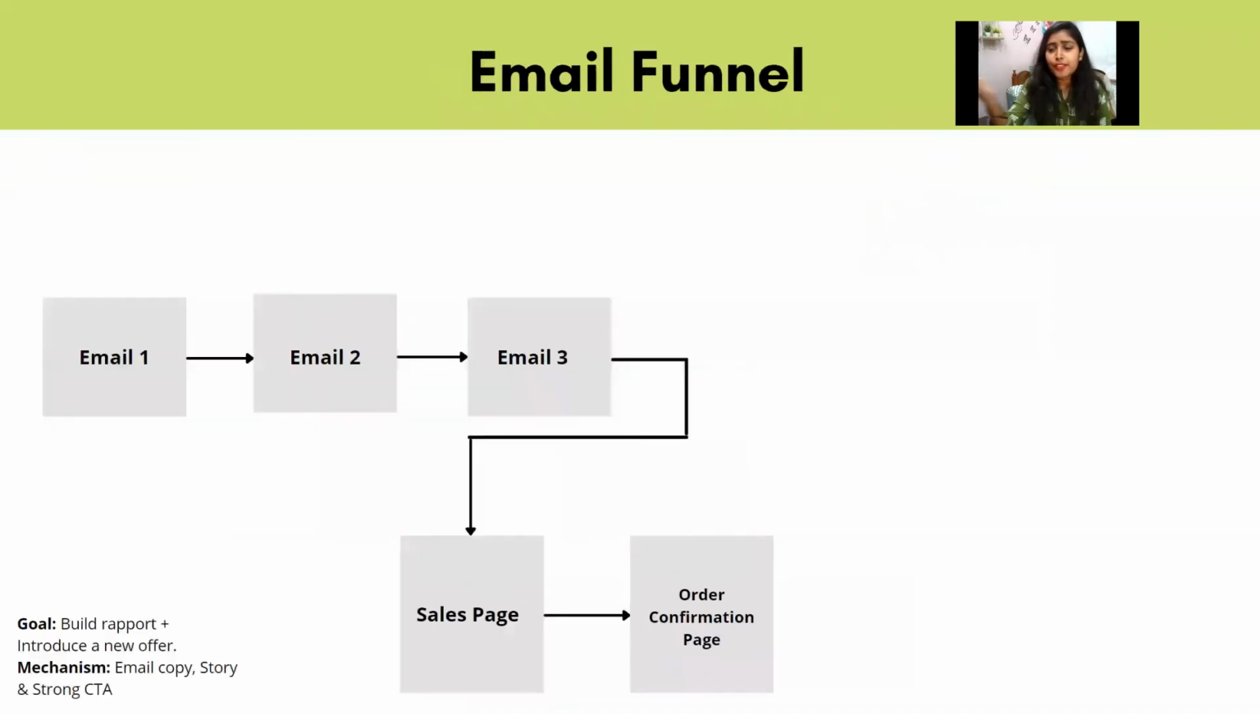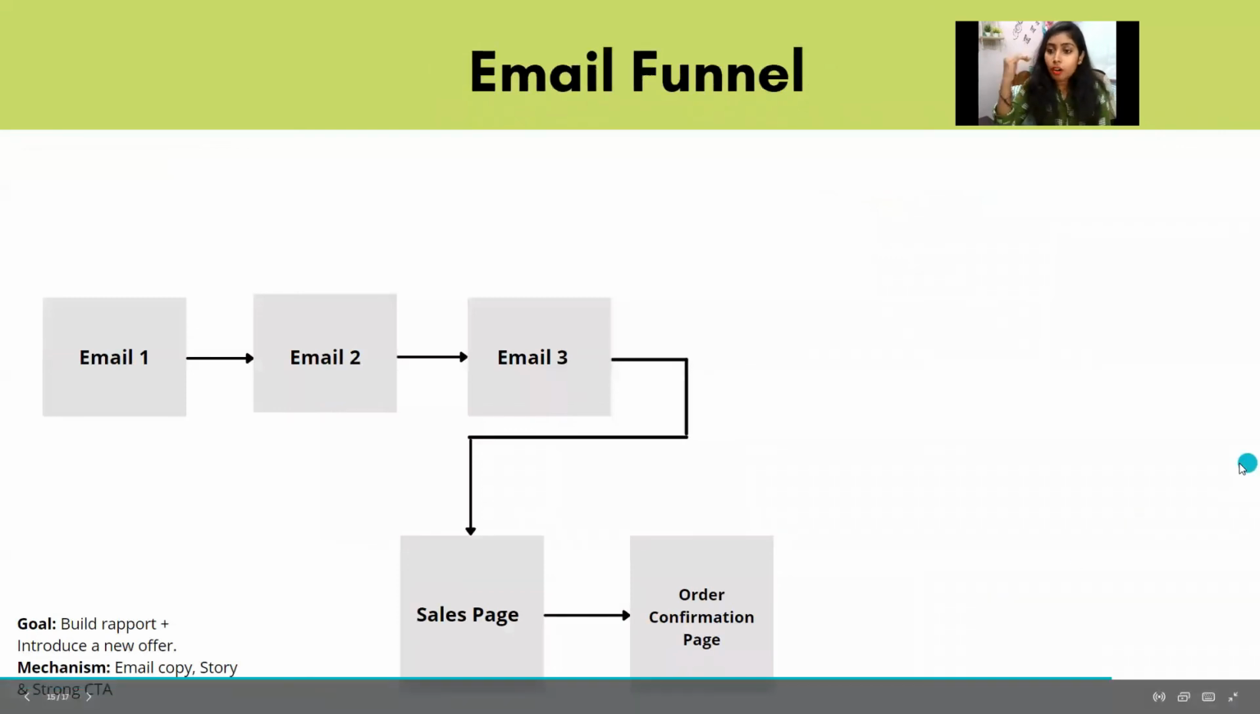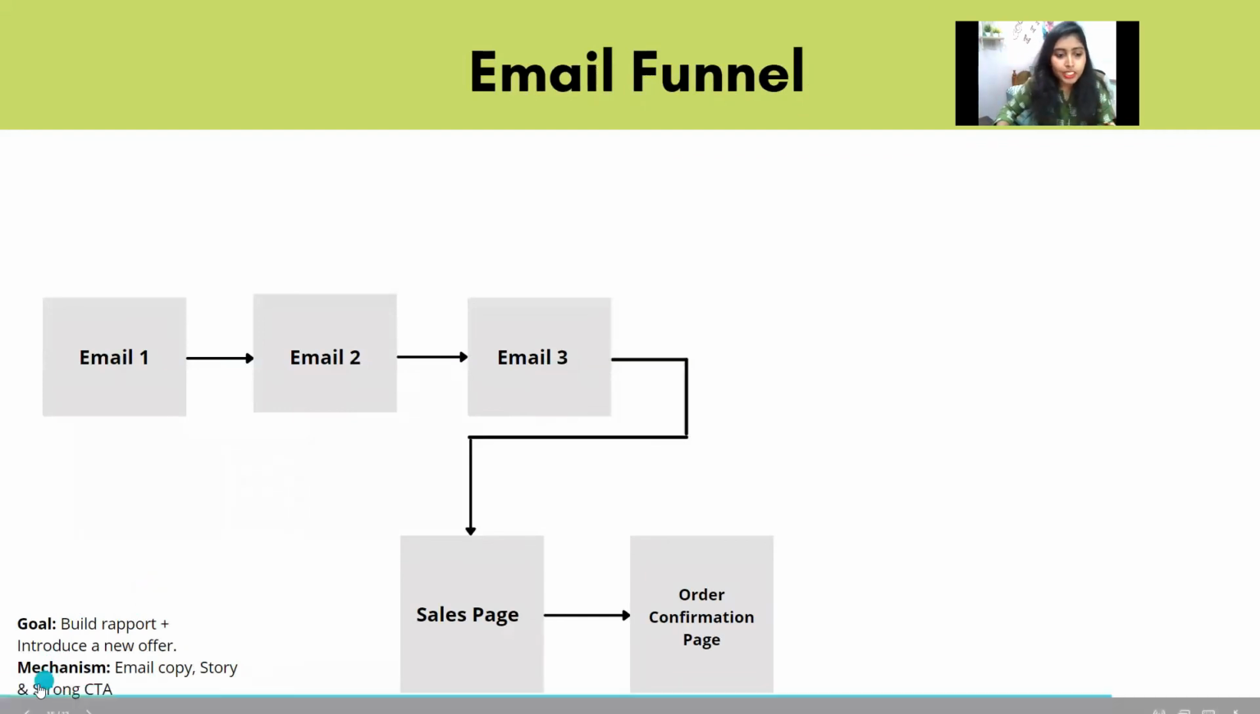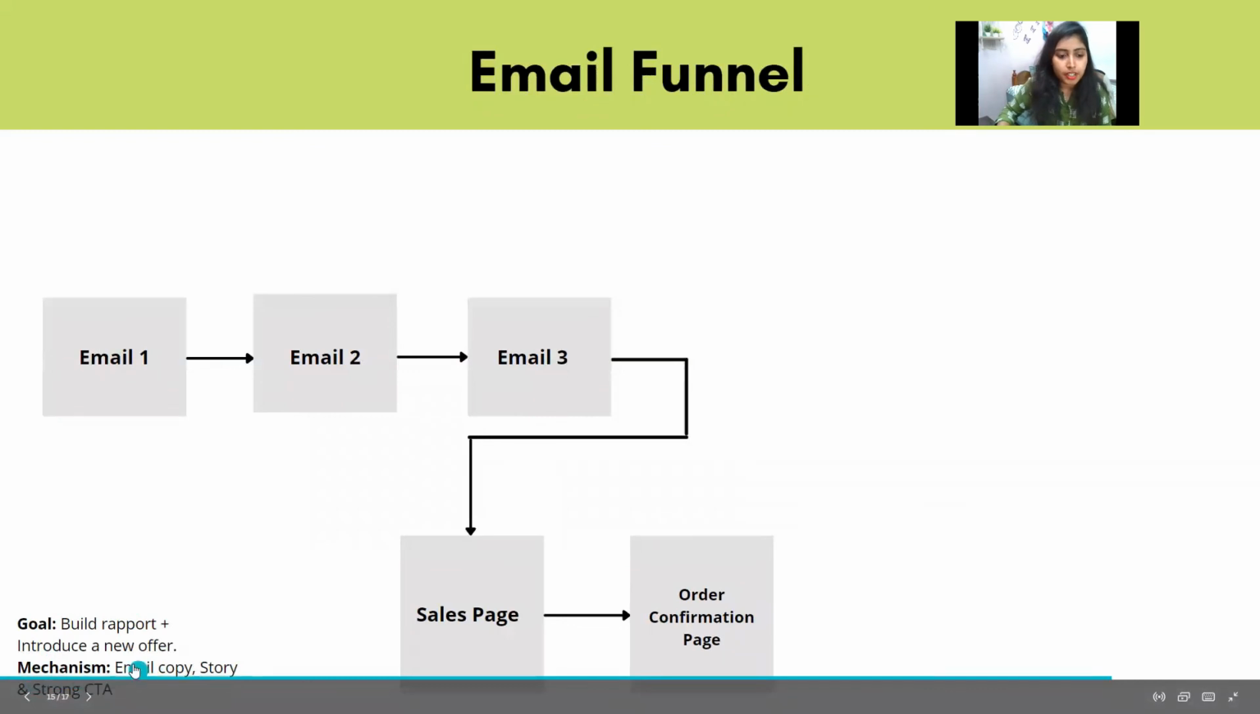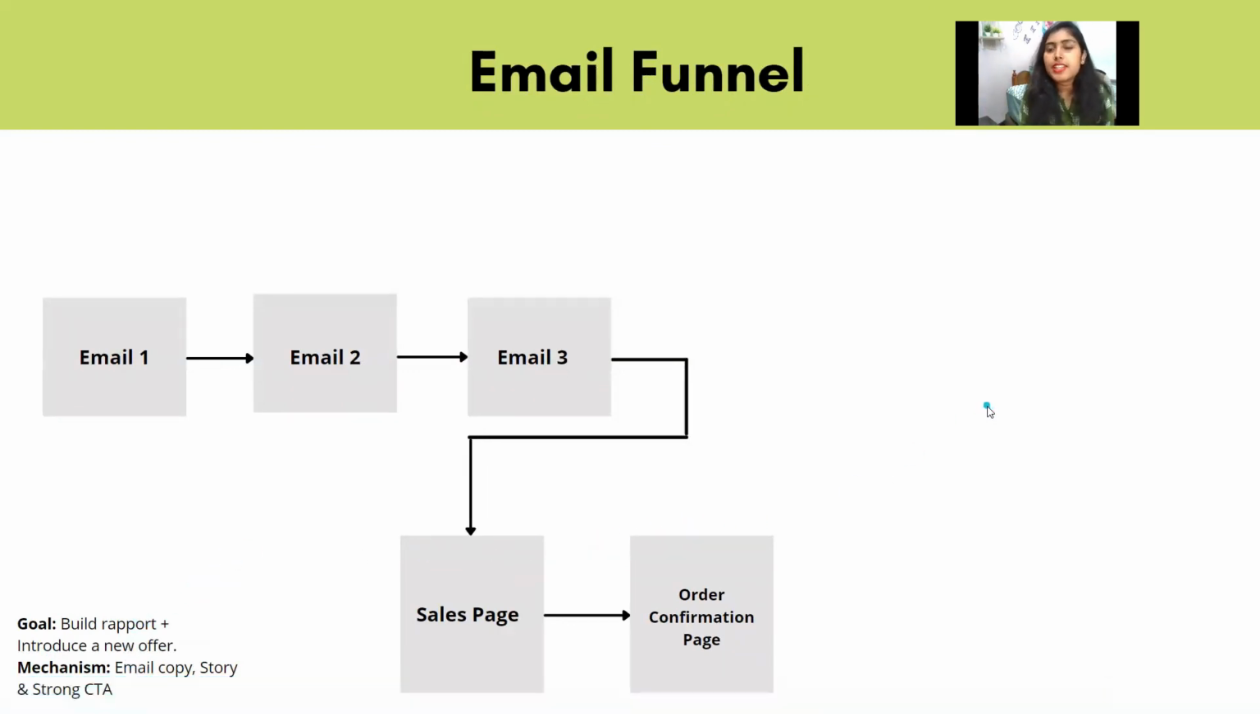And the last one is email funnel, very very easy. Okay, so basically यहाँ पे और थोड़ा मैं easy कर देती हूँ. यहाँ पे देखो नीचे, the goal is basically to build a rapport plus introduce a new offer. Okay, and the mechanism, how does it work या फिर etc. is email copy, story and strong CTA. Okay, this is also very easy, kind of like list building funnel के जैसा ही है.